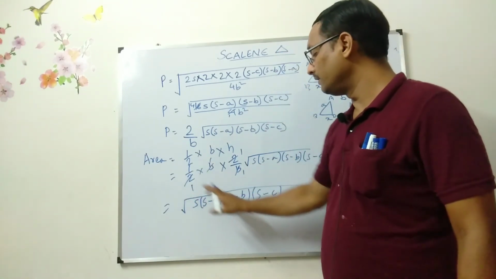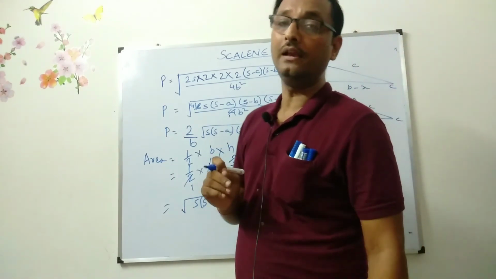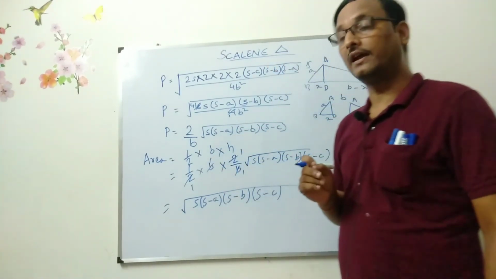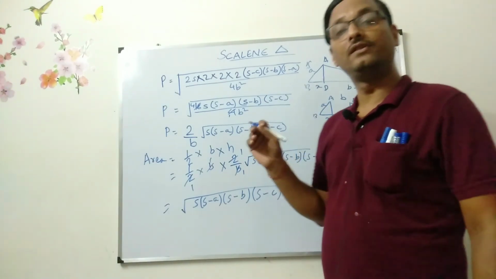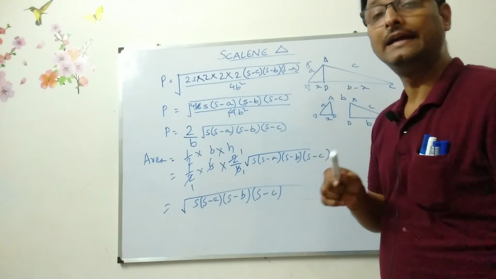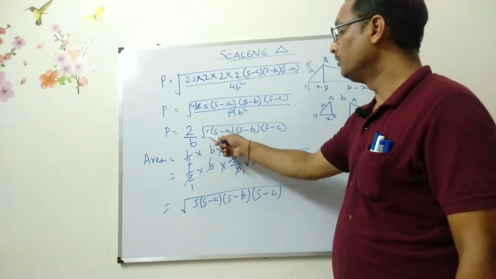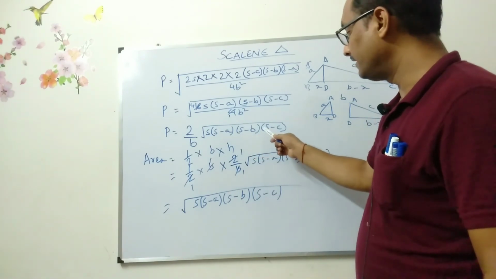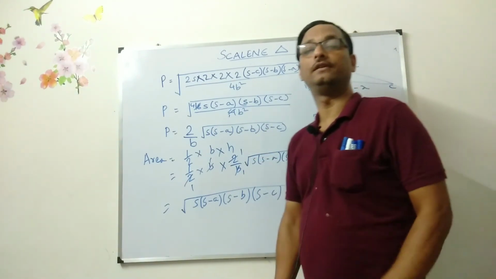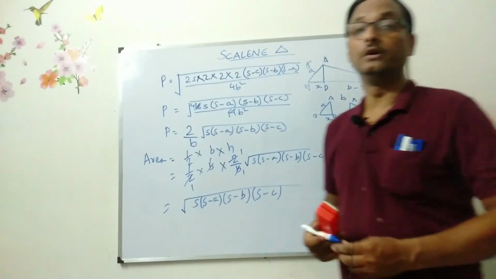So this is the area of a scalene triangle, and what is the perimeter of a scalene triangle? Perimeter of a scalene triangle is 2s equal to a plus b plus c. And what is the height or perpendicular of a scalene triangle? This 2 by b root over s, s minus a, s minus b, and s minus c. This is a long one, but still you need to do it.